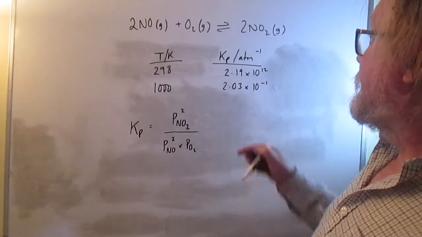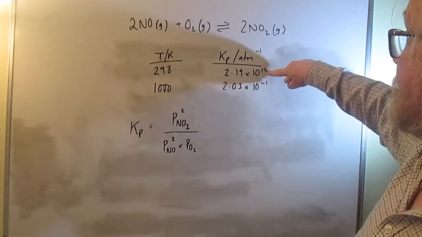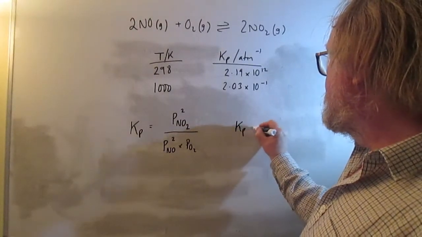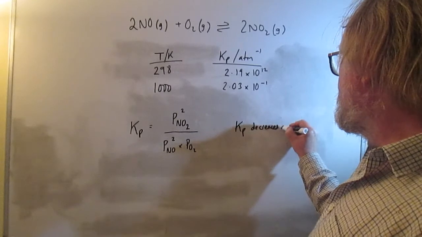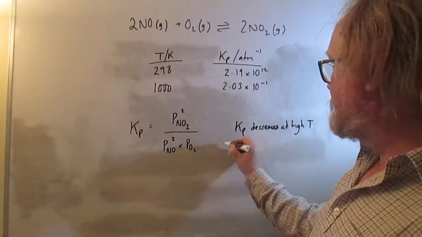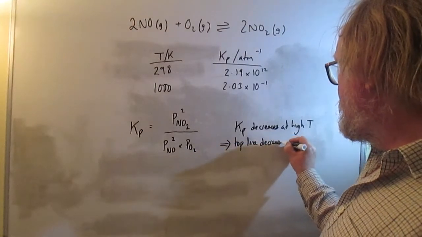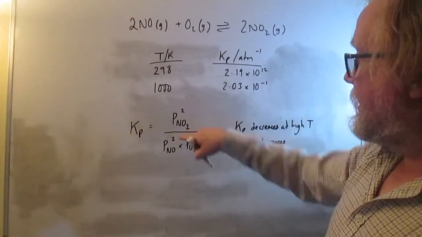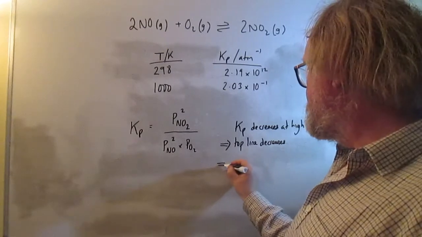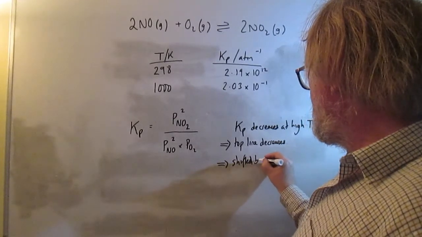And it tells us that when we go to higher temperature, from 298 to 1000, the value gets smaller. It's going from 10 to the 12 to 10 to the minus 1. So we can write down that Kp decreases at high temperature. And if the value of this decreases, it means that the top line decreases. And if the top line decreases, it means there's less NO2. And if there's less NO2, it means it's shifted backwards. So we can deduce that it's shifted backwards at high temperature.